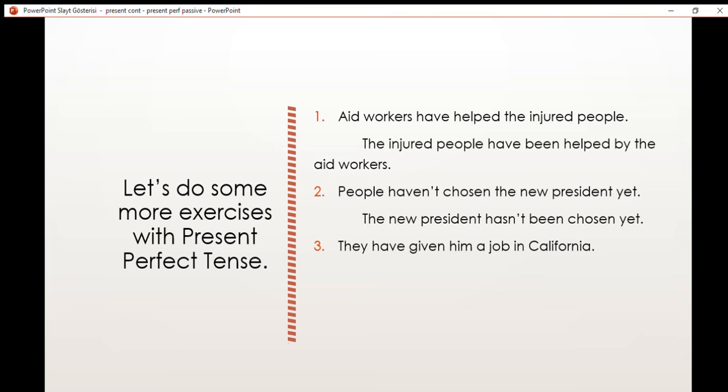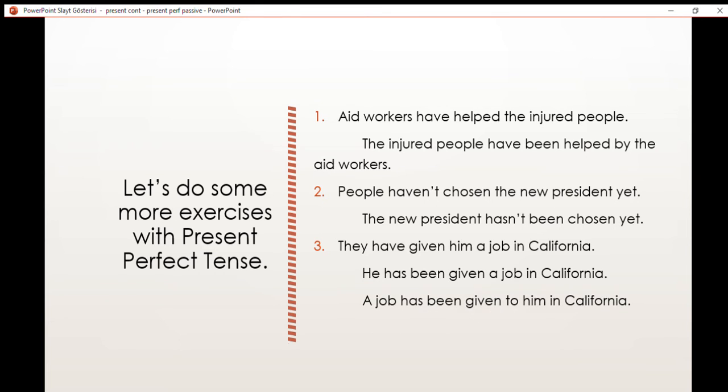Without by people. They have given him a job in California. Now, as we said before, give is a different action than the others, because give can take two objects, a person and a thing at the same time. And this is what happened here. Object one is him. So in the subject place, we say he, not him. They have given him a job in California. He has been given a job in California. A job has been given to him in California. As we said, a person and a thing.